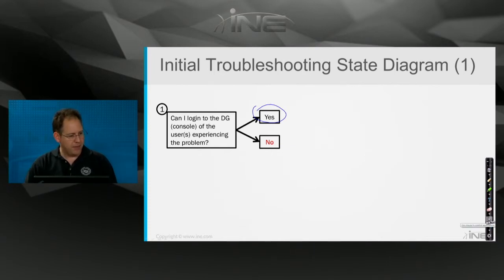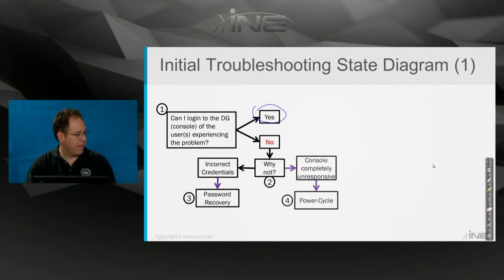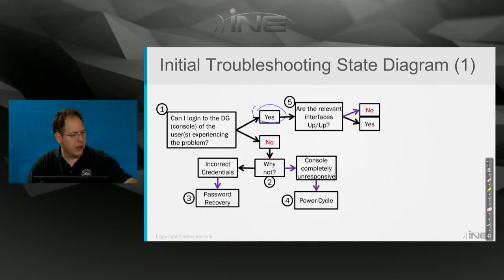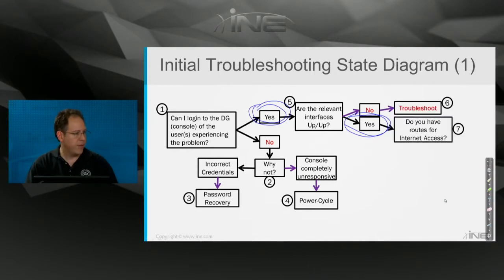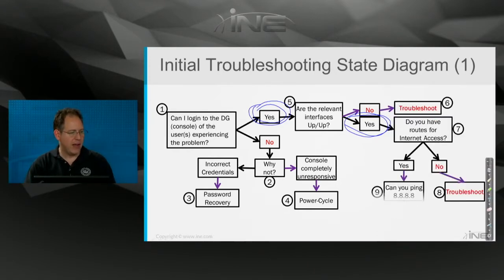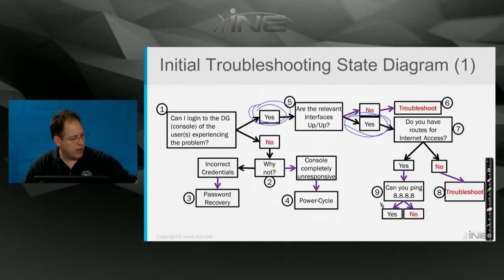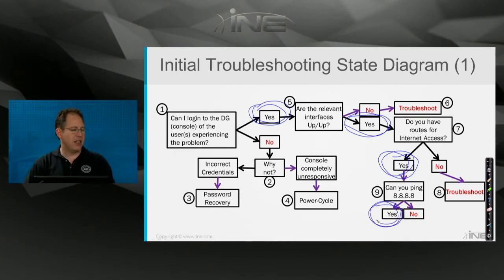In addition to that, we then verified that the interfaces were responsive. They were up. That's okay. We're still having the problems though. Do I have routes for internet access? We have verified that yes, we do have routes for internet access, and yes, we can actually ping the destination. Now we're just assuming here that 8.8.8.8 is the destination that is unreachable by the employee. But from a router, we can ping it. Okay.